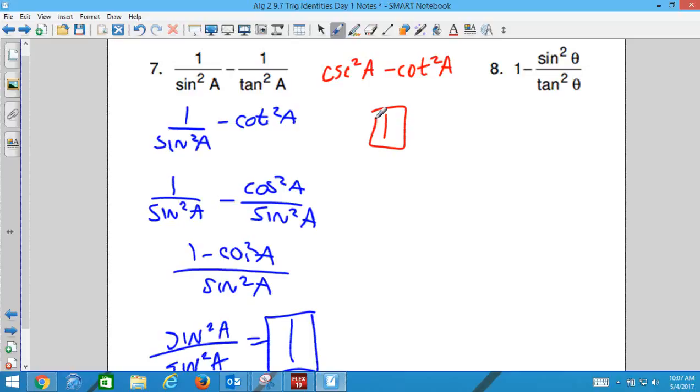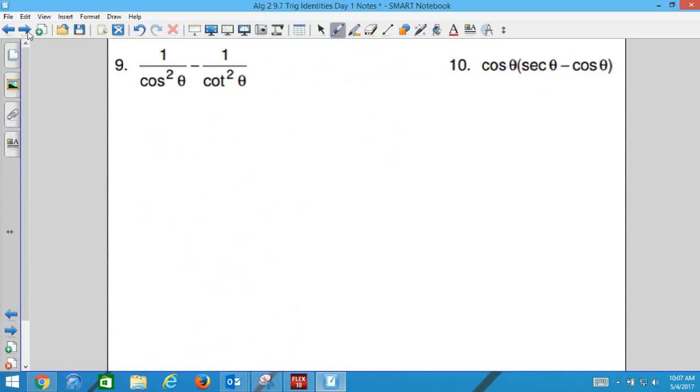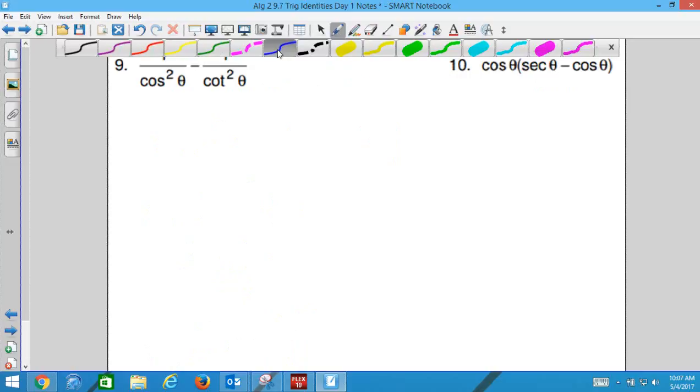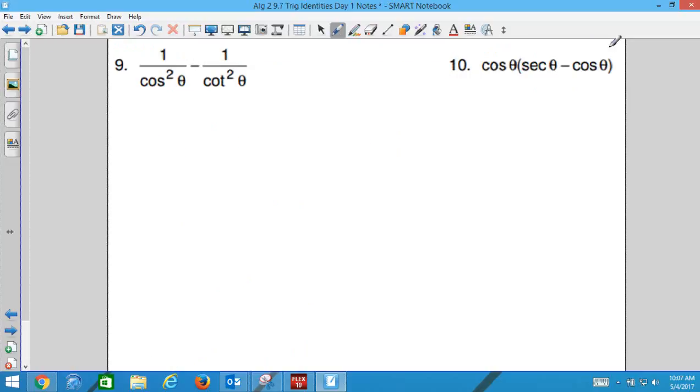Okay. So we've already done number 8, correct? We did number 8? Yeah. But we stopped there and we haven't done 9, correct? So number 9. Let's look at this. We've got 1 over cosine squared theta minus 1 over cotangent squared theta. Can you change 1 over cotangent squared theta into tangent? Yeah. So 1 over cotangent squared theta is the same thing as tangent squared theta.